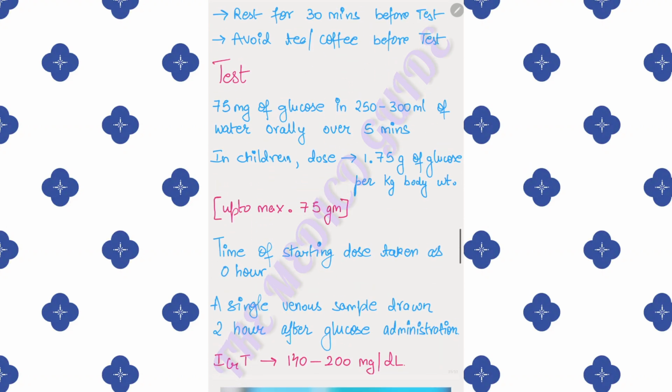Now, talking about how the test is performed: 75 grams of glucose is dissolved in 250 to 300 ml of water and given orally over 5 minutes. The patient is asked to drink that solution within 5 minutes. That was the adult dosage. For children, the dosage is 1.7 grams of glucose per kg body weight.